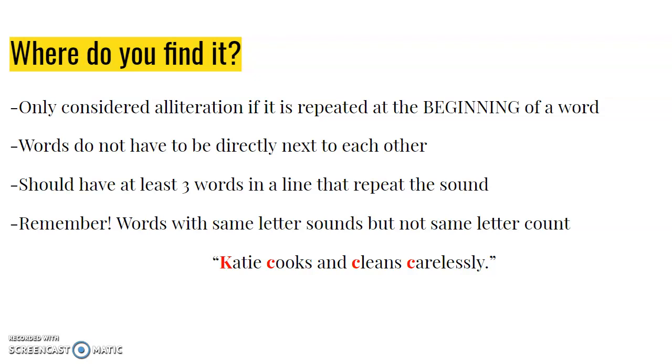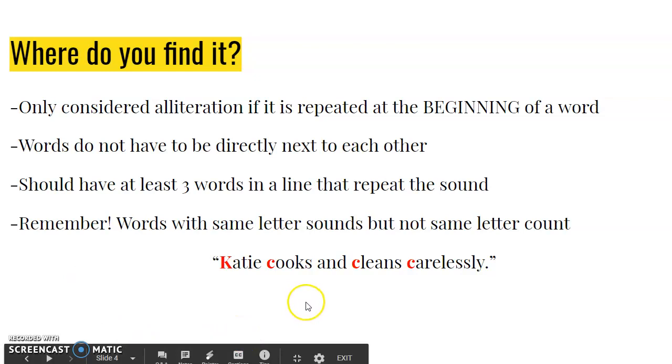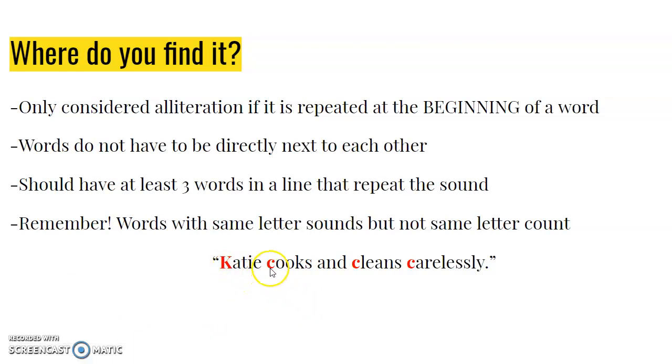So let's look at this example. "Katie cooks and cleans carelessly." So we've got a K and a C, but those are both using that same letter sound. And we also see an example here. We've got the word "and" in between "cooks" and "cleans." But even with that, this is still considered alliteration because we have those 4 repetitive sounds.